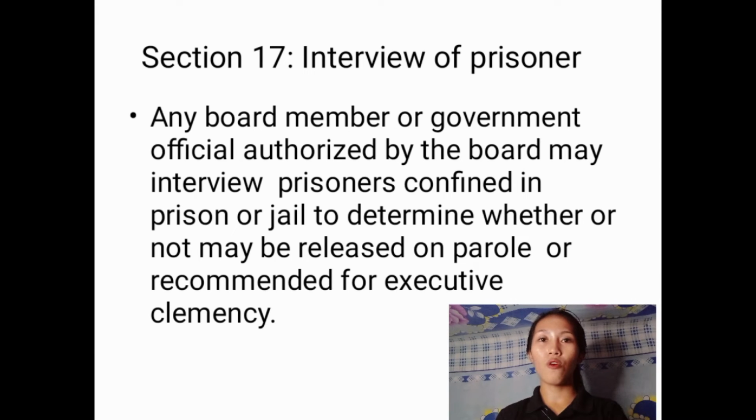Section 17. Interview of prisoner. Any board member or government official authorized by the board may interview prisoners confined in prison or jail to determine whether or not they may be released on parole or recommended for executive clemency. So it means that the board member or the government official authorized by the board to interview the prisoner will determine whether the prisoner may be released on parole or executive clemency.